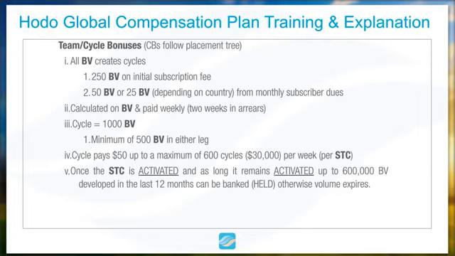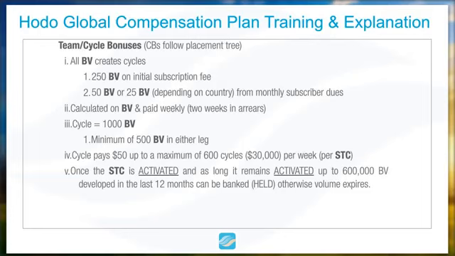Basically, the way our plan works, you need 500 BV on the left and 500 BV on the right to generate $50. So for every two sales on the left and every two sales on the right, you get $50. That's one way to look at it. And on the renewals, if we did it based off 50 BV, then for every 10 renewals on the left and 10 renewals on the right, you get another $50, okay?